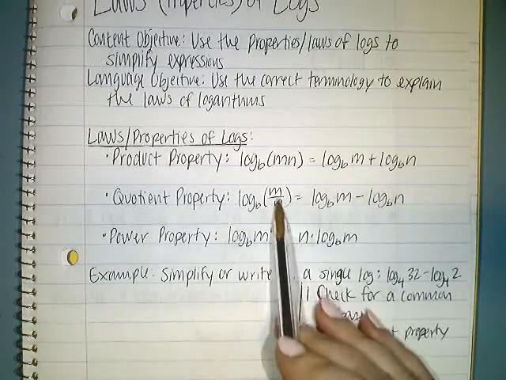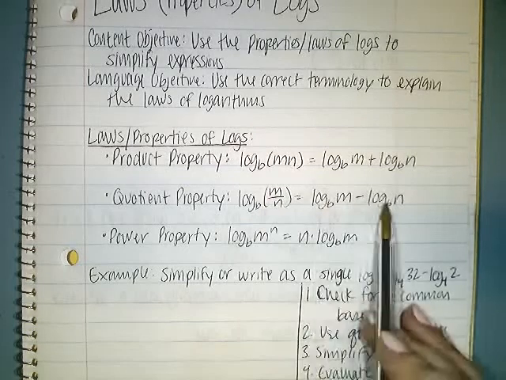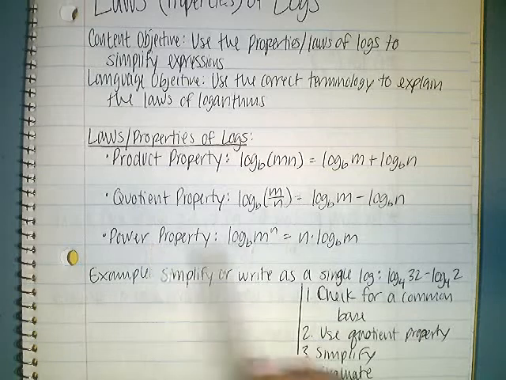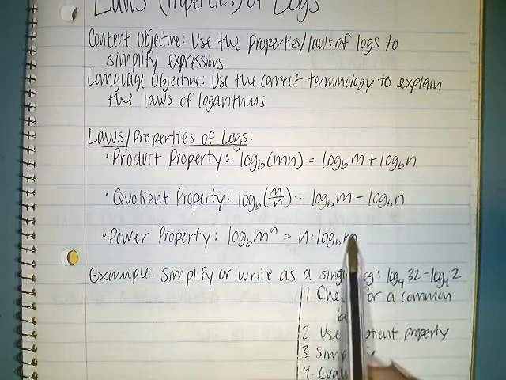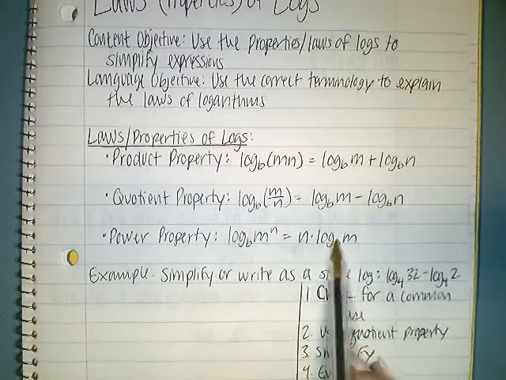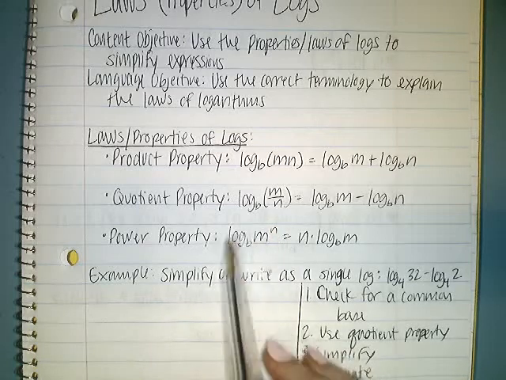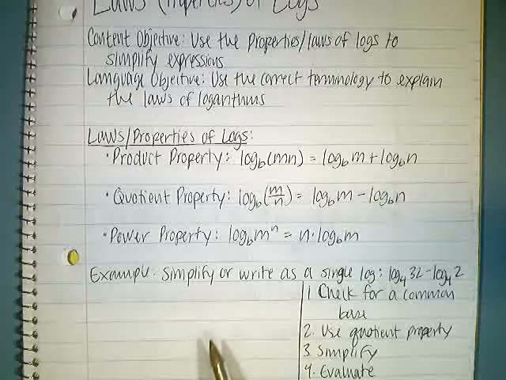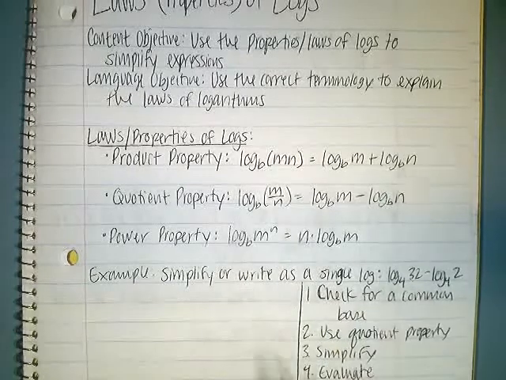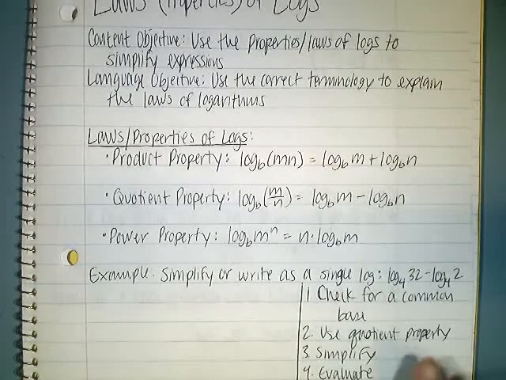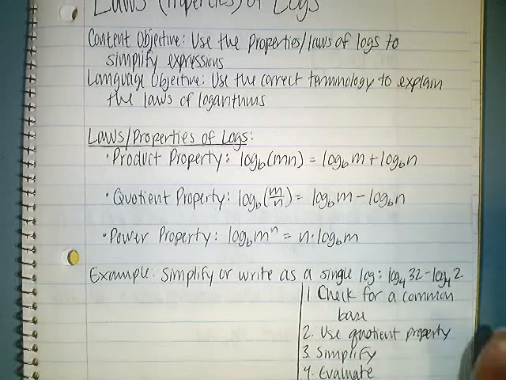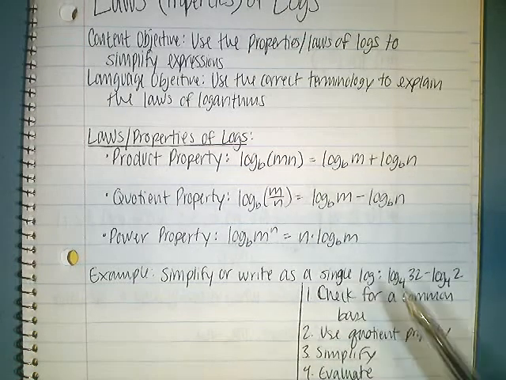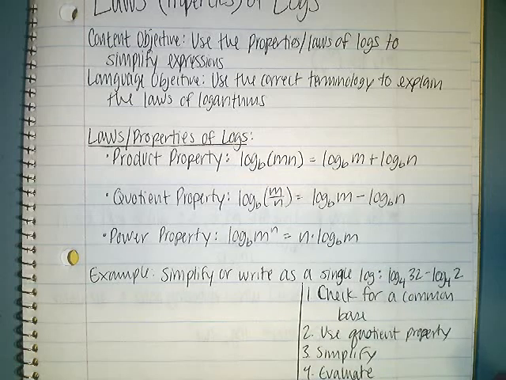Quotient property, same thing. If I'm dividing two things in a log, I can subtract them as two separate logs. And power property, if I'm raising a power to a power, I can bring that power to the front and multiply them. So I can multiply the exponent by the log base b of m if it was in the exponent originally. These are, again, just a version of your laws of exponents, just now with logs, since logs calculate exponents. So since logs are calculating exponents, these same rules that we use with laws of exponents are going to apply to our laws of logs.